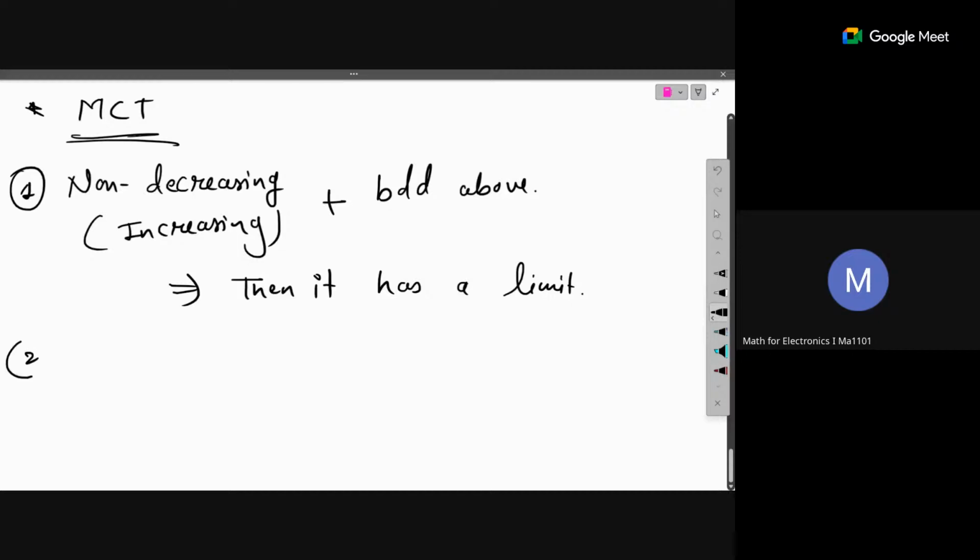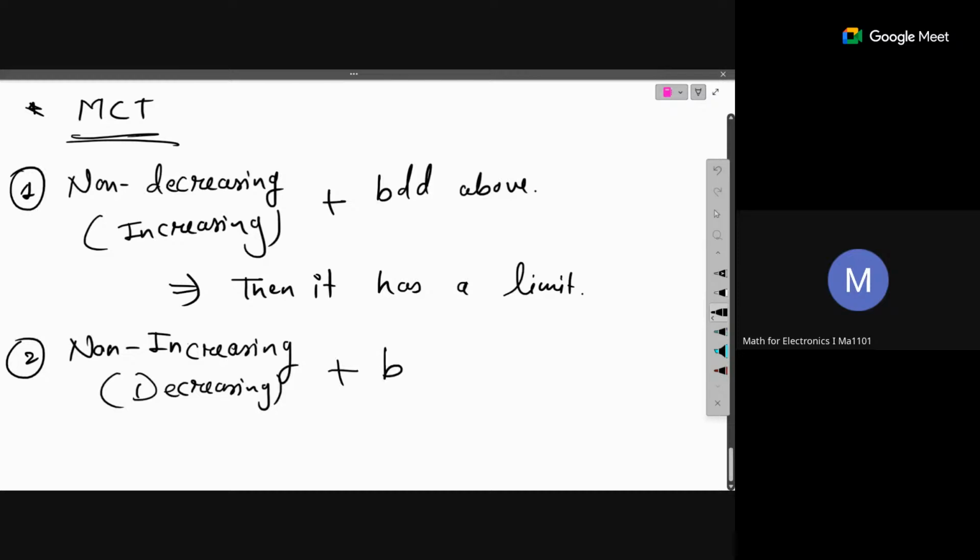And the second statement is the reciprocal of this, or something like that, right? If a sequence is non-increasing, or decreasing, plus bounded below, then it has a limit.